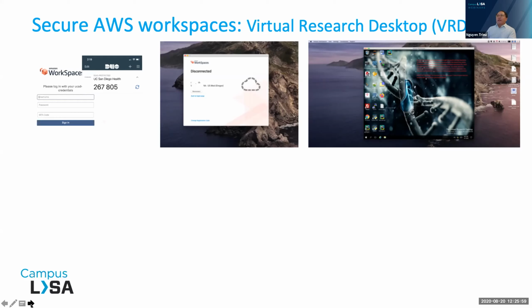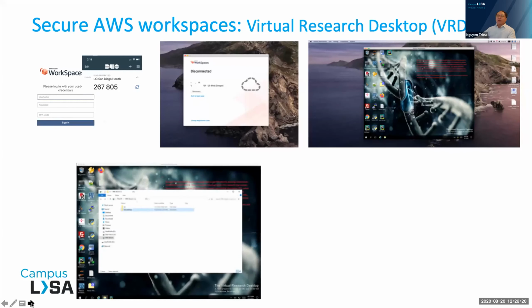Once they log in, they'll get a very familiar Windows experience, similar to the remote desktop experience, with all the tools that they need. Any access outside the VRD is basically restricted based on the architecture that was described. All the tooling and everything else will be stored here.